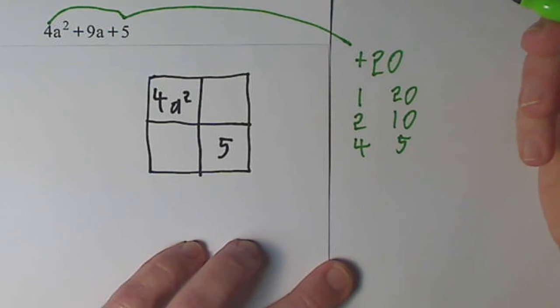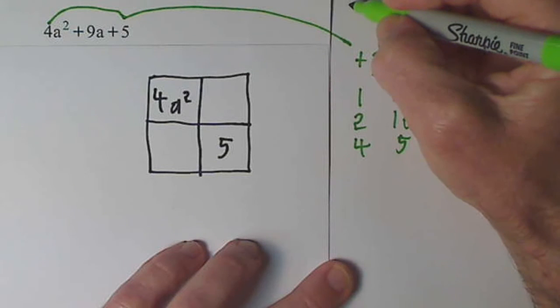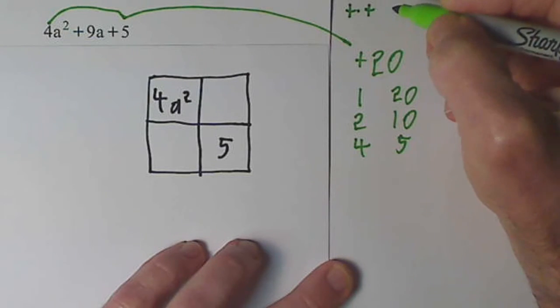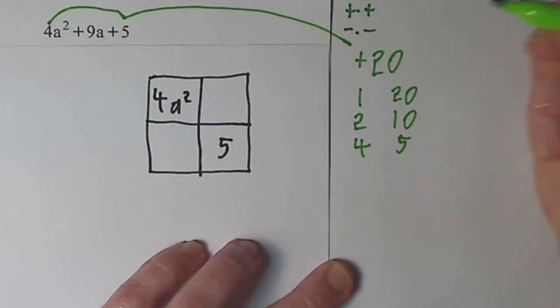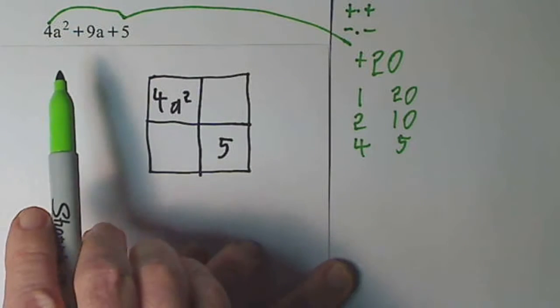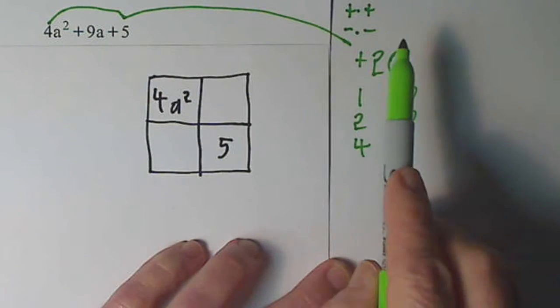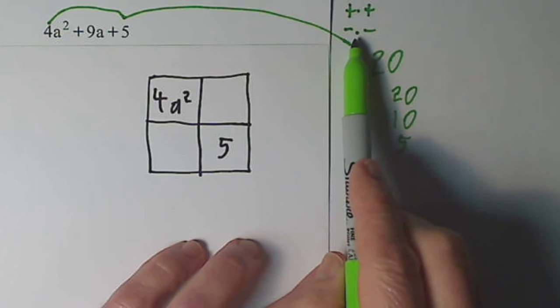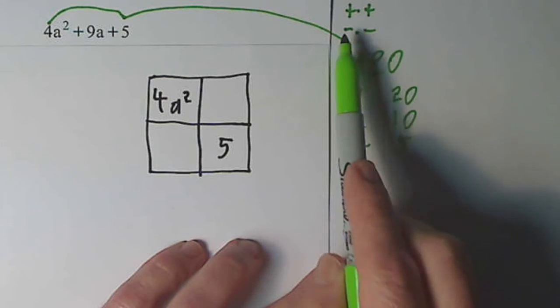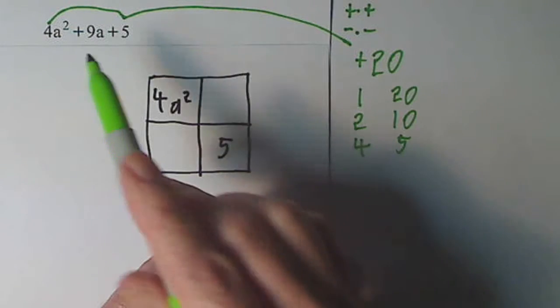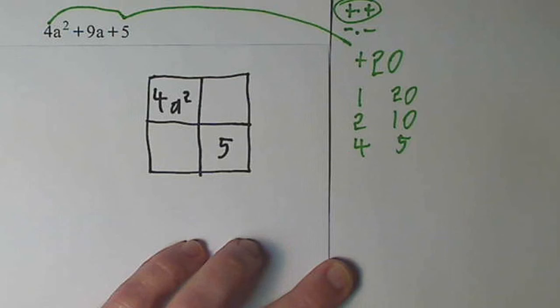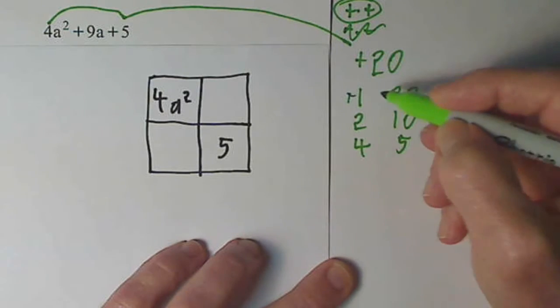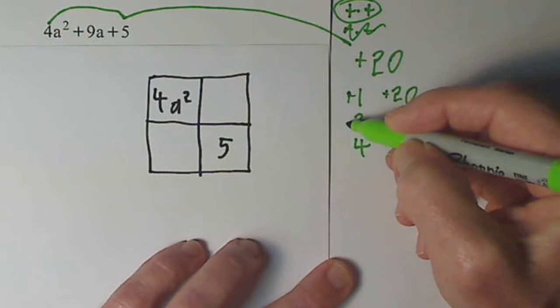If this is a positive 20, there's only 2 ways you can get there if you're multiplying. You could have positive times positive, or you could have negative times negative. This middle term is a result of combining these 2 through addition or subtraction. It's going to have to be addition because the signs are the same. The only way to get positive is if both our signs are positive. So this cannot be a possibility. That means these are definitely positive.